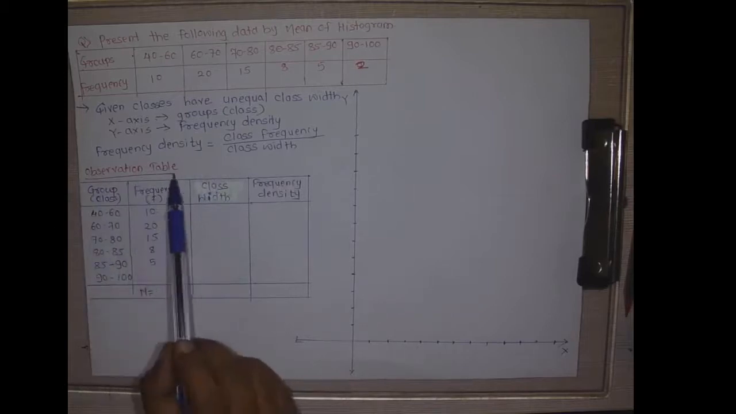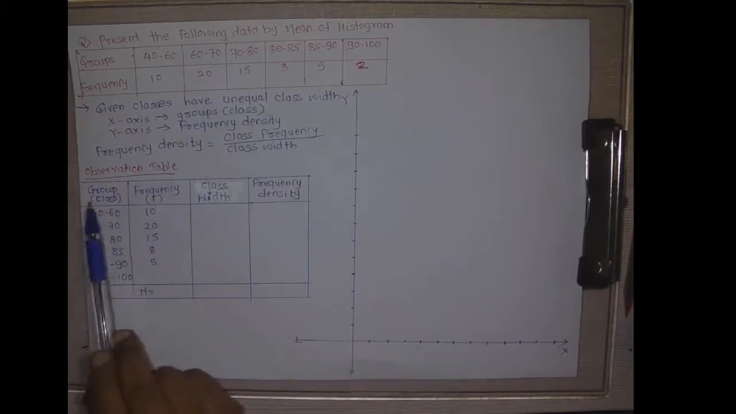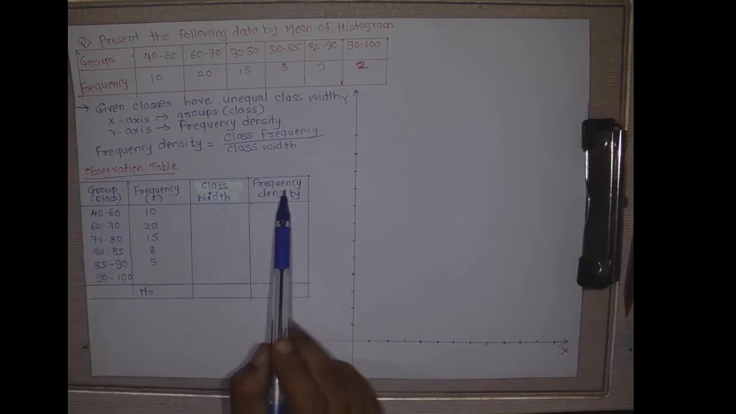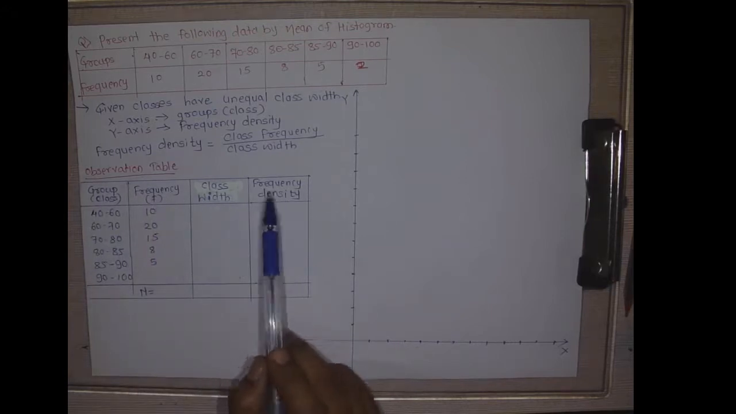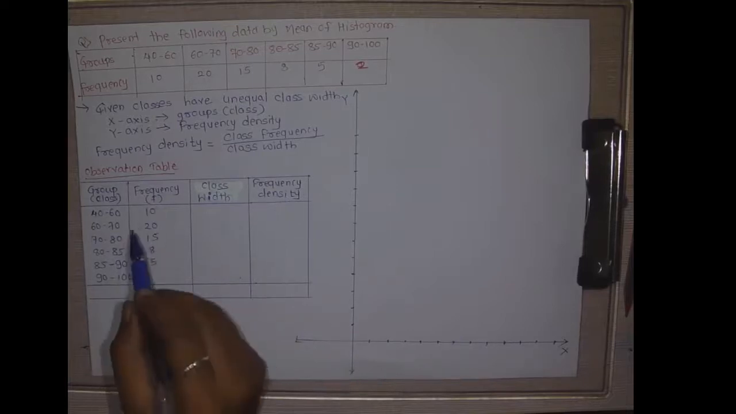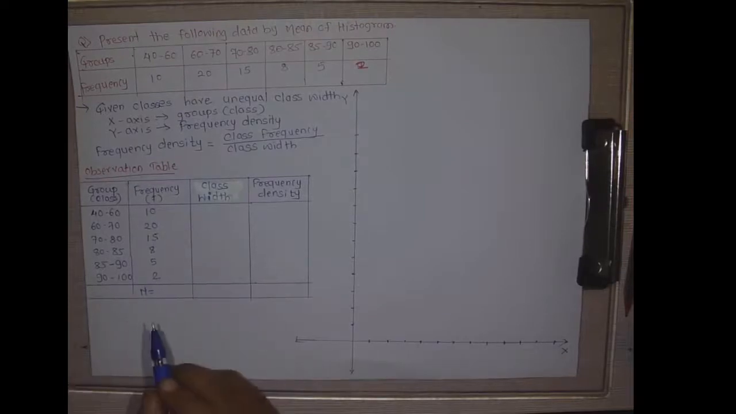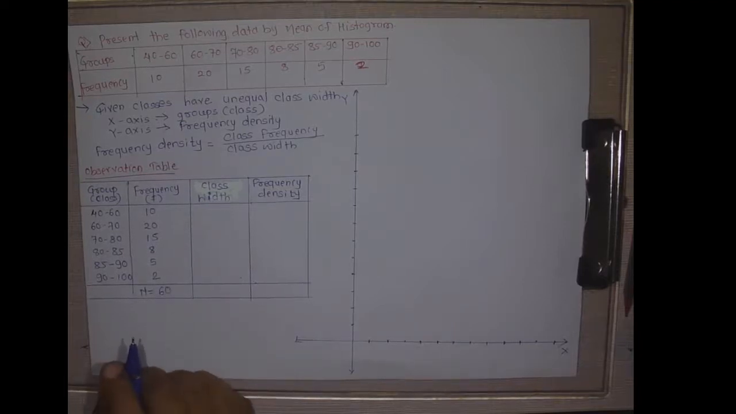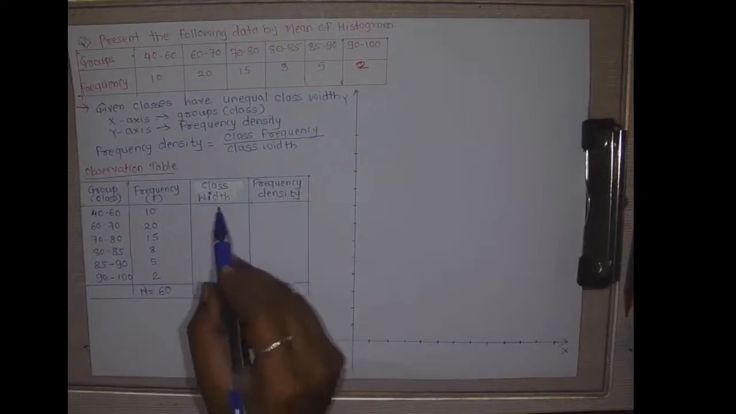Here is the observation table which contains group, frequency, class width and frequency density. The classes and the frequencies we have already written here. The summation of all the frequencies is 60. Now we have to calculate the class width.